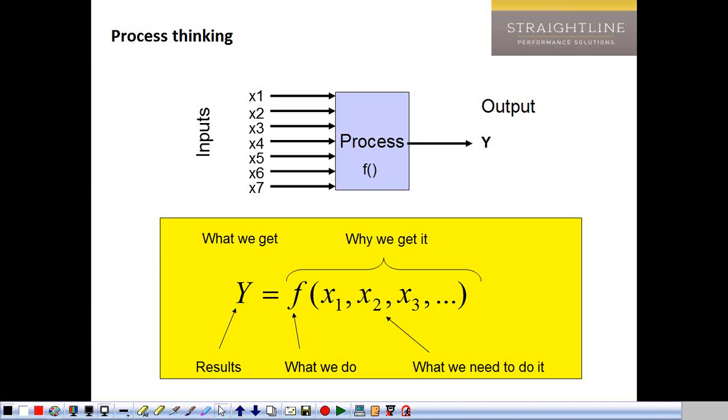So the picture at the top is a picture I want you to burn into your brain. A process is something that sandwiches inputs and outputs. It's the things that we do in order to make an output given certain inputs.